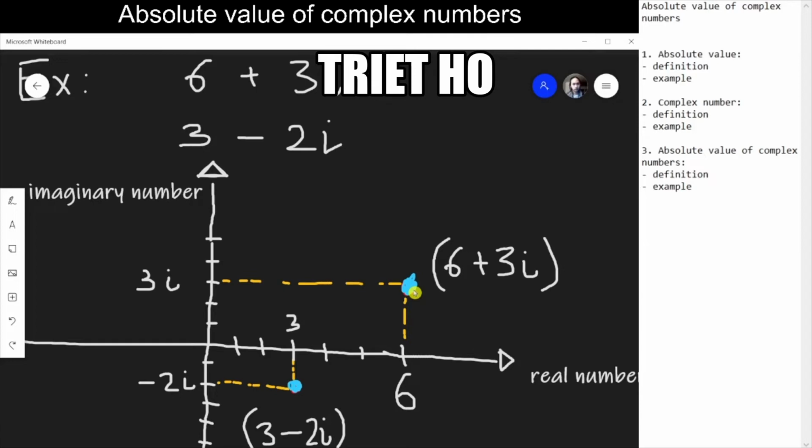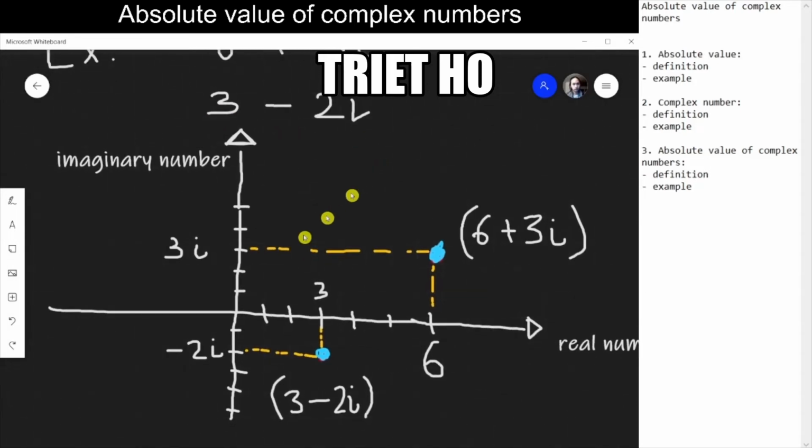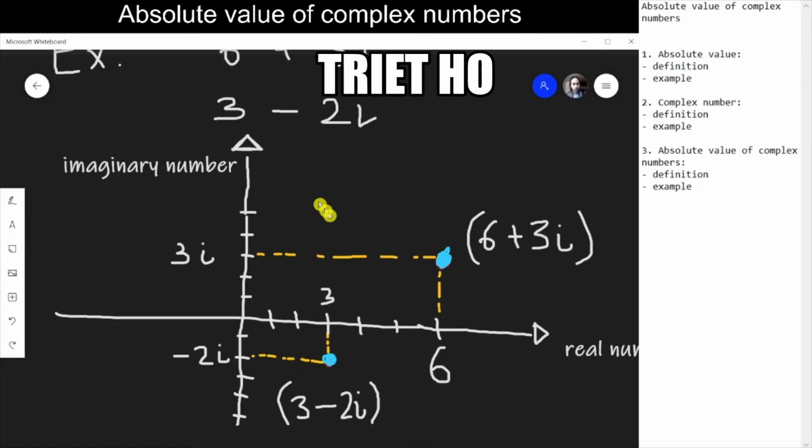Another example you can see is 3 minus 2i. So 3 on the x-axis, the real number, and negative 2i on the imaginary axis, on the negative side. So this point represents 3 minus 2i.